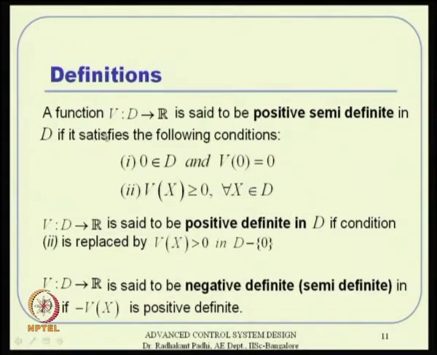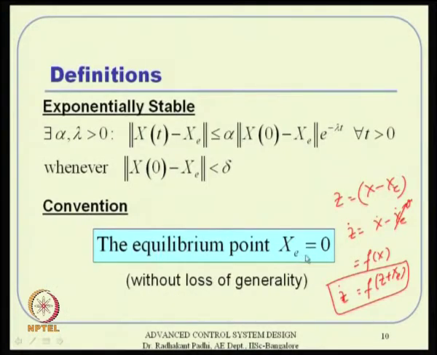Now, a function v which is defined from domain D to R, the same domain D, but the output is a scalar value. That is the difference here. We define a function v from D to R, it is said to be positive semi definite if it satisfies these two conditions. That means 0 belongs to D. Remember, 0 is an equilibrium condition now. So, when you talk about 0, not just origin, but it is the equilibrium point after change of coordinate.